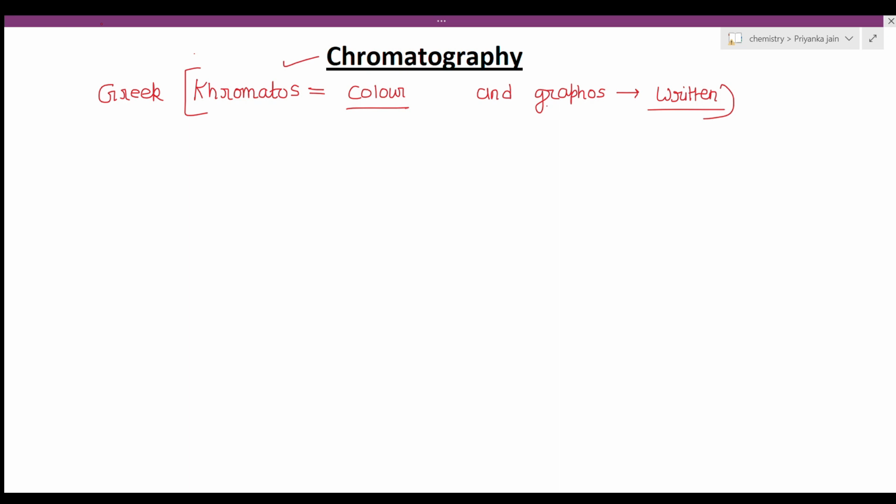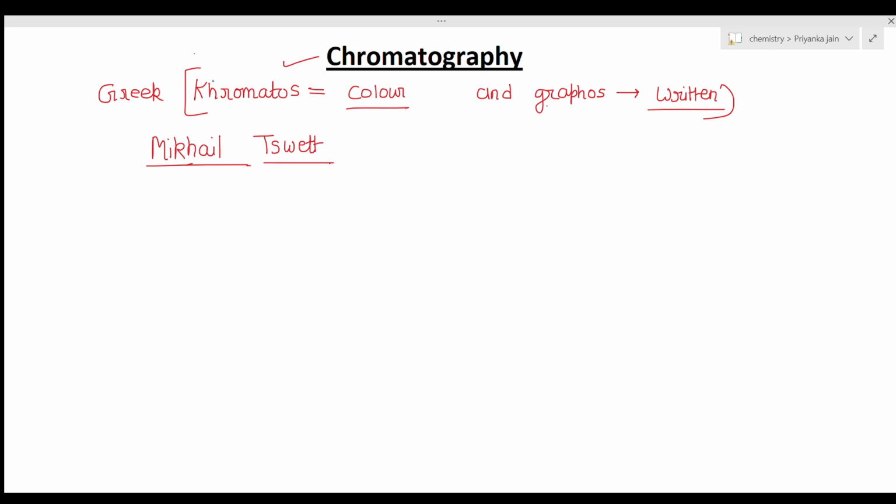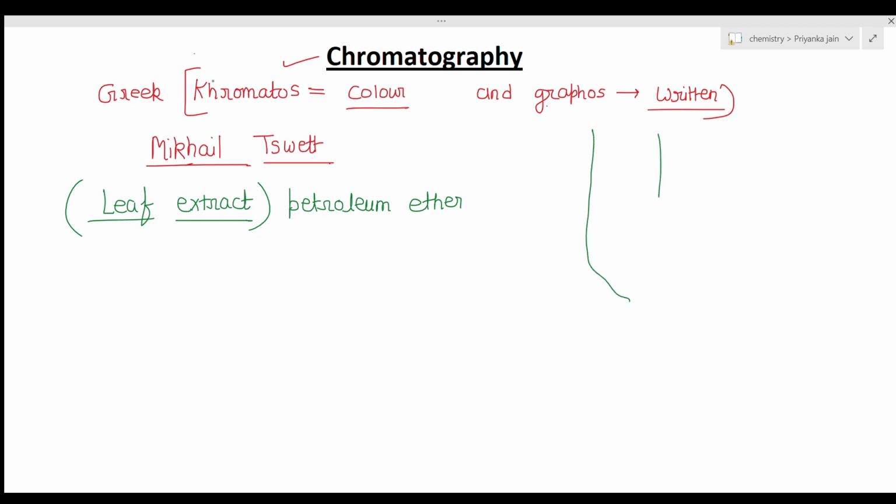This technique was first given by Michael Sweat. In his experiment, he took the extract of a plant leaf and made its solution in petroleum ether. So this was a leaf extract solution in petroleum ether. Then he passed it through a column. There was a column like this, and in this column there was calcium carbonate present.